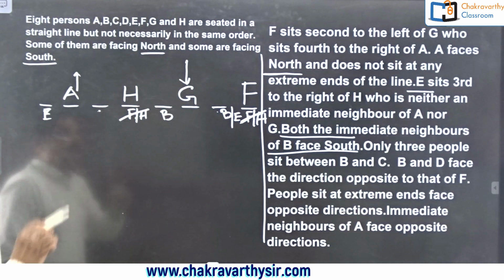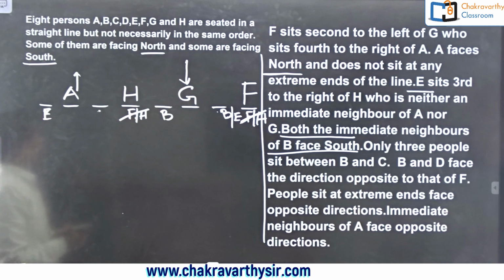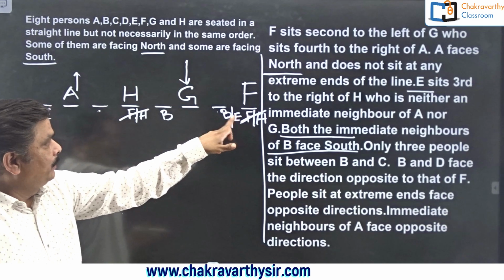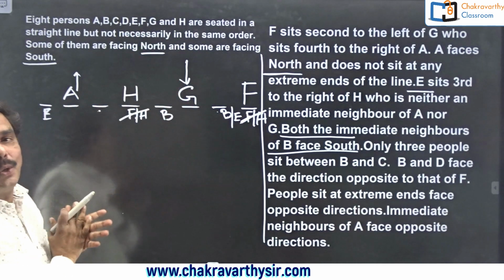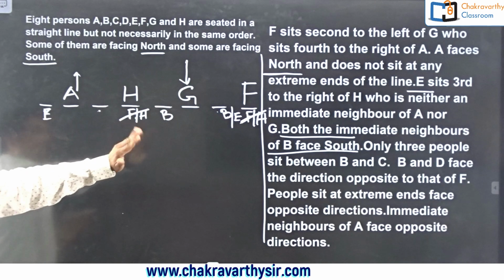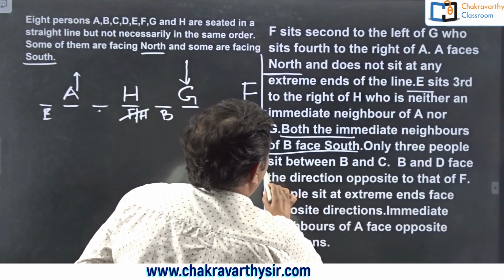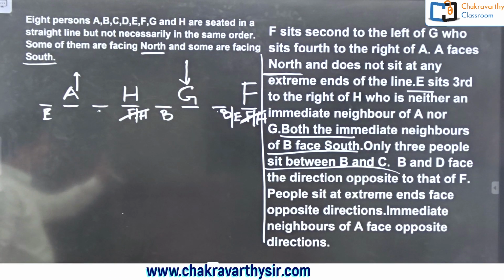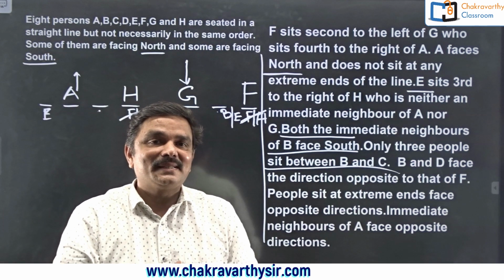Now go for the next one here. How to utilize the information further. Where the story stopped, B can be here or here, E can be here or here. Both the immediate neighbors of B should be south. Up to this extent I have taken the data. Now go for the next data they have given. Only 3 people sit between B and C. Another important information, very important. Between B and C there should be 3 persons.